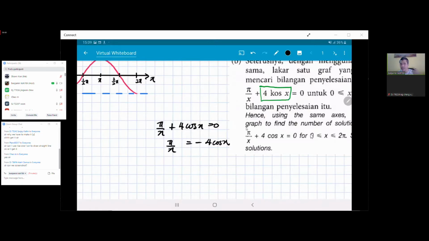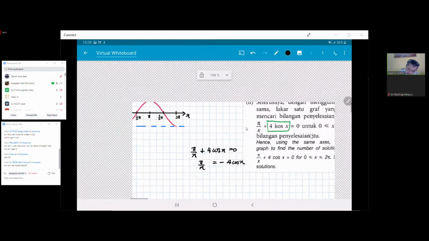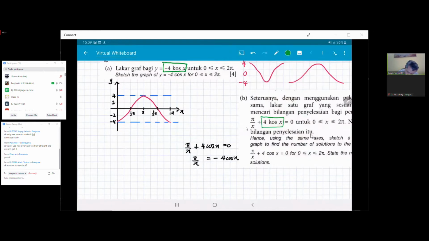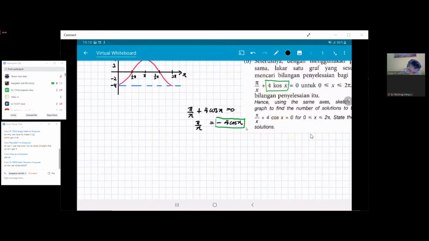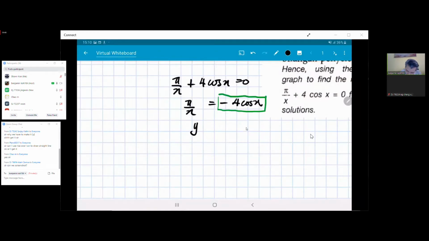So in this case, if I compare this exactly, the negative 4 cos x from your part A is actually y. So I can replace the y. Whatever I see a negative 4 cos x, I remove and replace with y. So it means now my equation here will be y equal to pi over x. Now one thing, just now in the earlier question, we drew the table and drew a straight line, right?